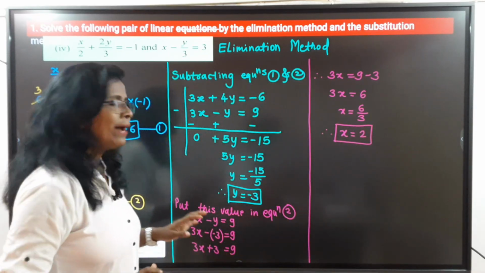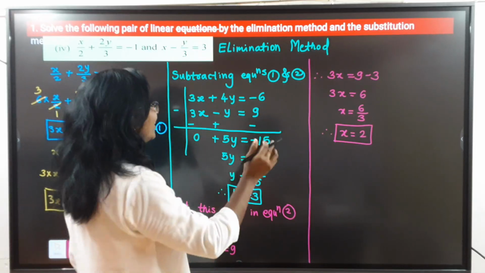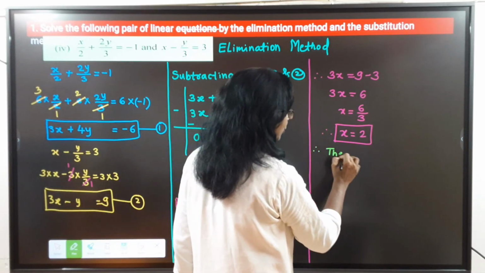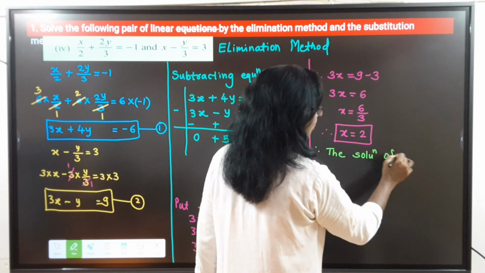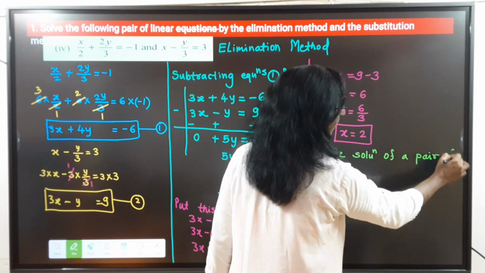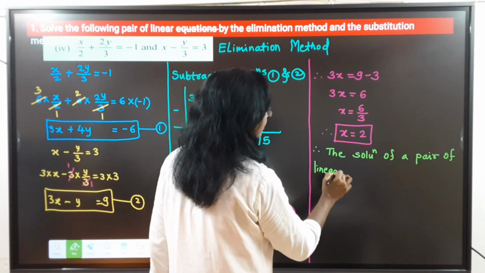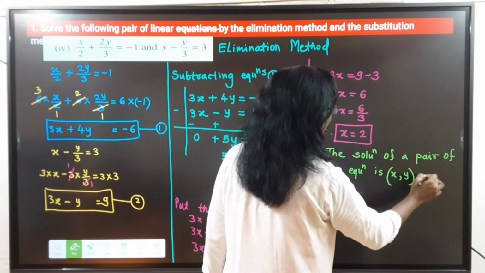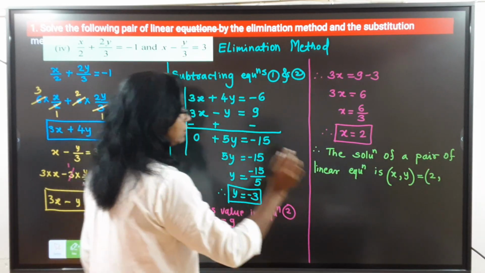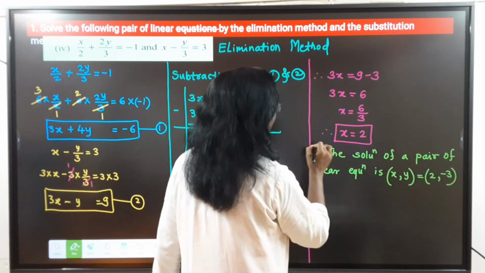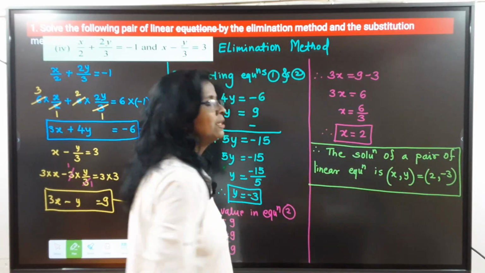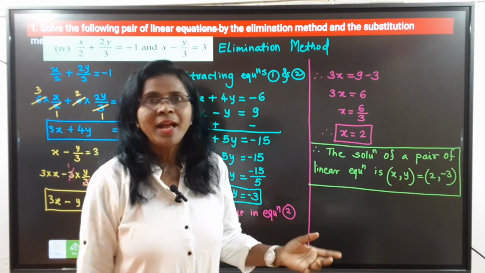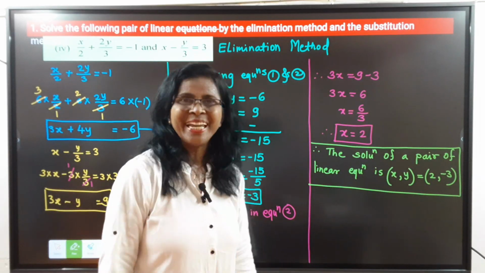Now we have the two values for the two variables. So now we write out the final answer. Therefore, the solution of the pair of linear equations is (x, y) equal to (2, minus 3). So this is our final answer. Okay students, now your elimination method is over. Now further, like in the substitution method, we have to verify whether that solution comes or not. Okay, let us take it out.